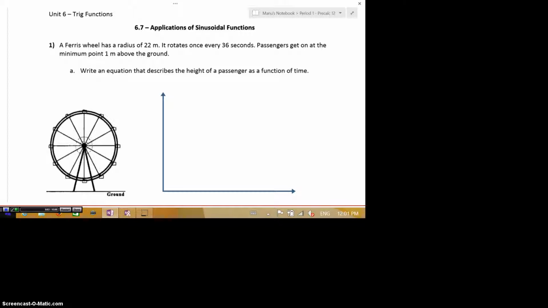A Ferris wheel has a radius of 22 meters. It rotates once every 36 seconds. Passengers get on at the minimum point, 1 meter above the ground. So the data that's given to us so far is that the distance from the ground to the bottom of the Ferris wheel is 1 meter.